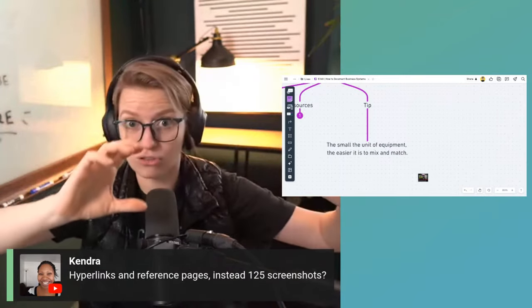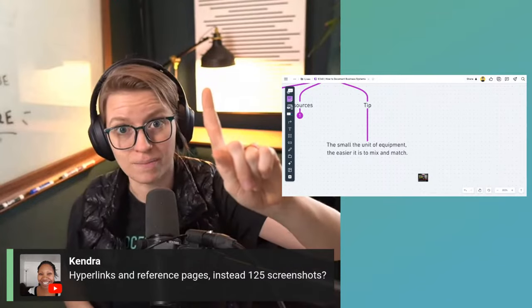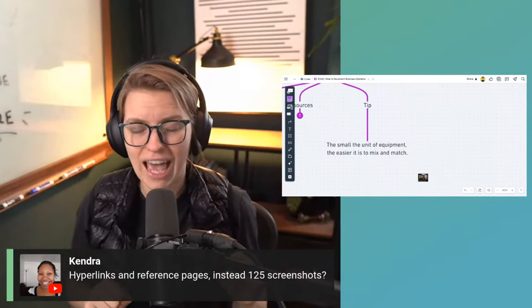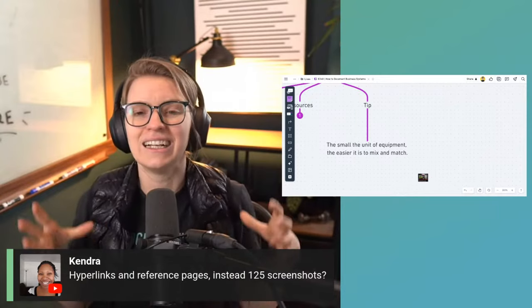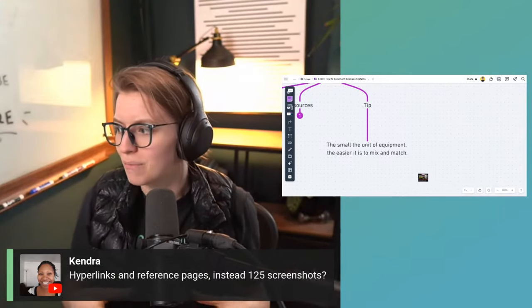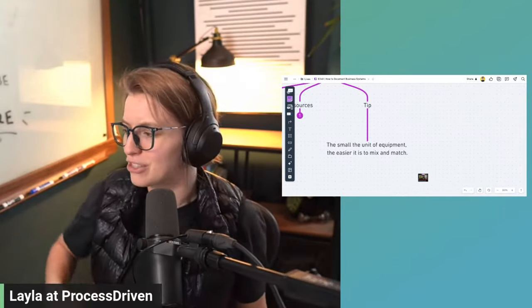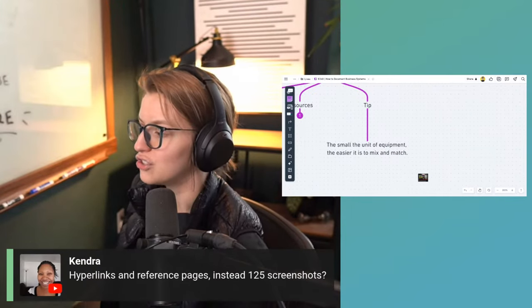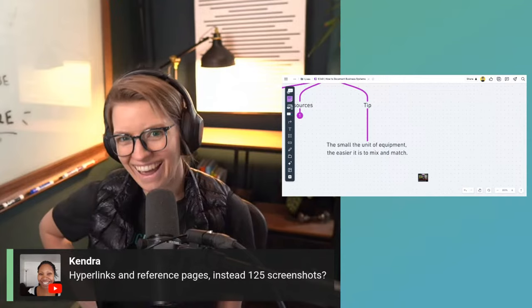These are the same on both services, so we just have one documentation. Then maybe the first email is a little different, so we might have two pieces of documentation for that. But we want to keep everything small, bite-sized. We can build our own meal just like that restaurant in Detroit. Kendra asks, hyperlinks and reference pages instead of 125 screenshots.